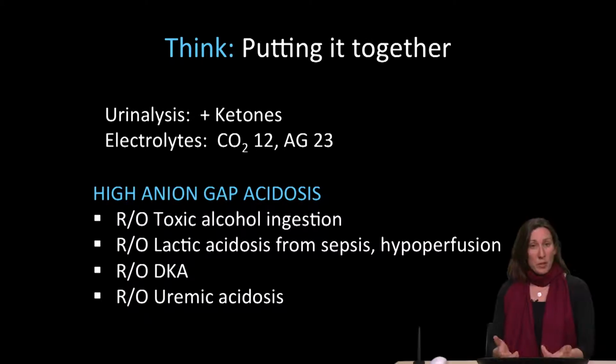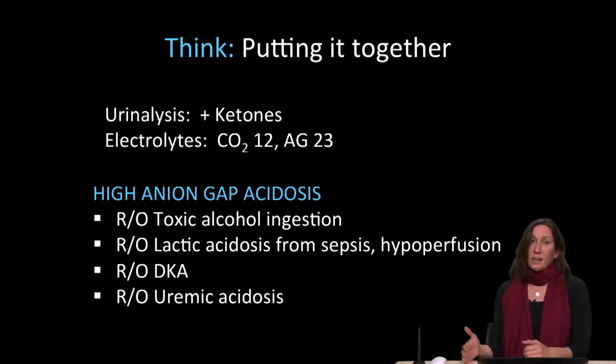Okay, so some of your results have started to come back. The urinalysis reveals ketones in the urine, and the electrolyte panel shows a CO2 level of 12, an anion gap of 23. There were other small abnormalities in the electrolytes, but these are the most notable. You have a high anion gap acidosis. So we really need to consider, particularly in this patient, a toxic alcohol ingestion.